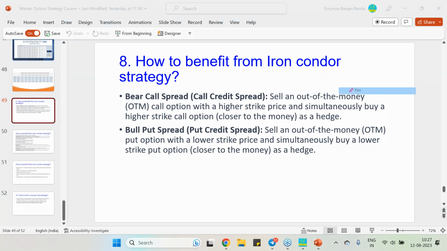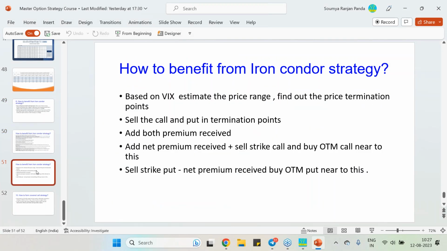What are the basics of this iron condor? I have given a small snapshot here. You can read it in your free time. But how to implement it is very important. The iron condor is also a profitable strategy. How to implement it? How to pre-adjust it or post-adjust it?